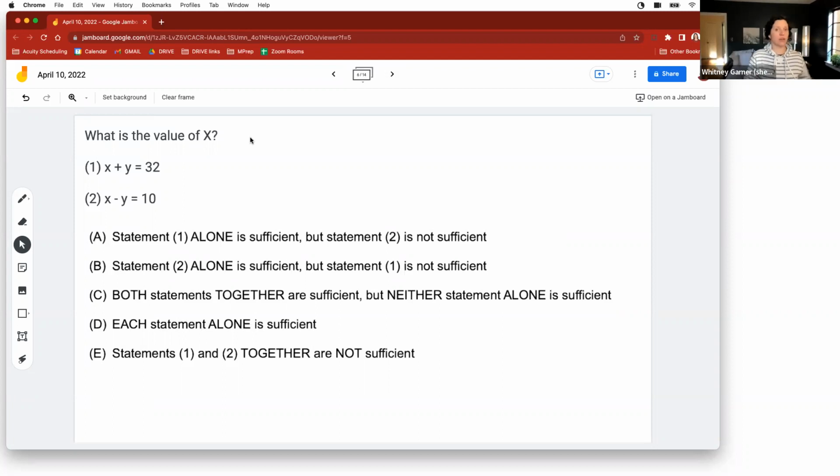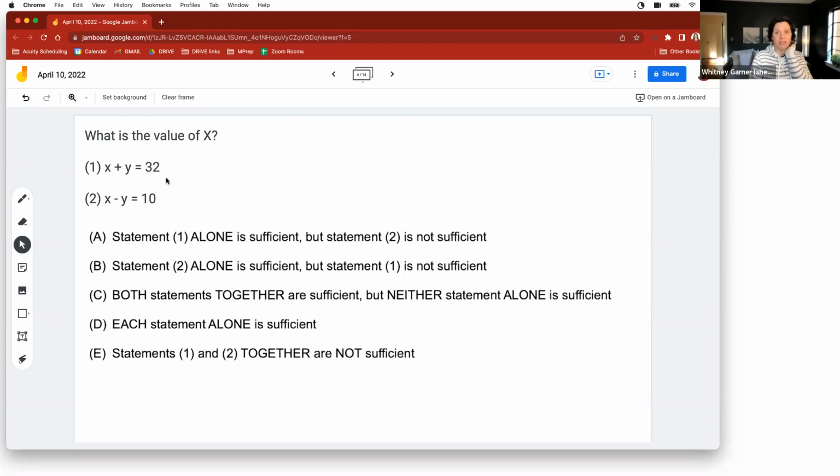So in this case, what is the value of x? I'm going to go through each statement one at a time, each fact one at a time, and figure out, is that fact all by itself enough for me to answer the question? So I want to know the value of x, and all I know is that x plus y equals 32. Well, x could be all kinds of stuff.